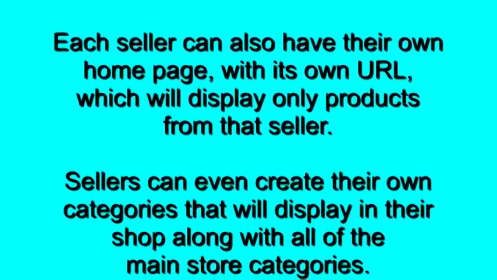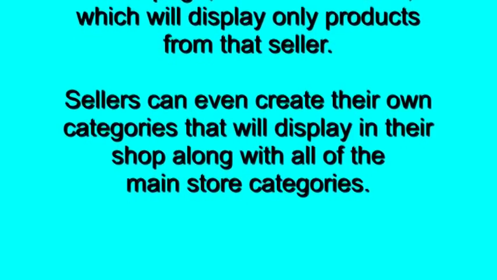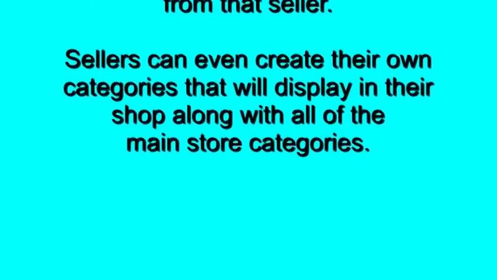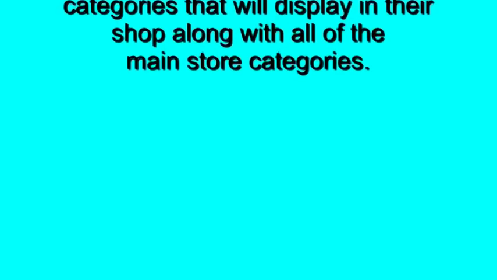Each seller can also have their own home page with its own URL, which will display only products from that seller. Sellers can even create their own categories that will display in their shop along with all main store categories.